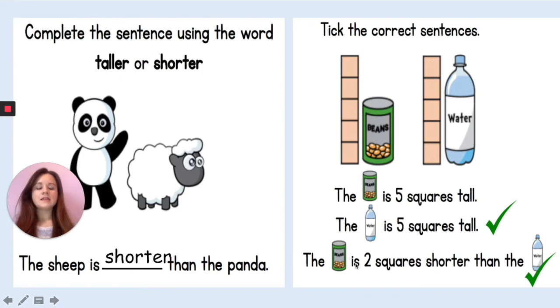The beans are 2 squares shorter than the water. So the water was 5 and the beans were 3. So we take it away. 1, 2, 3. So we've got 2 left. The beans are 2 squares shorter than the water. So well done if you got that one correct too.